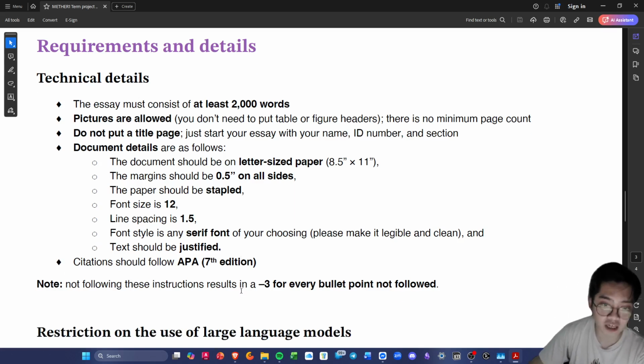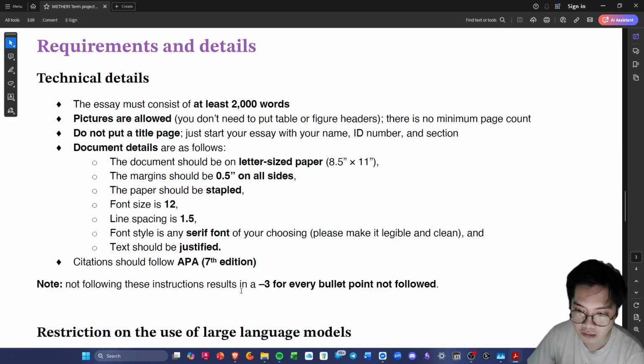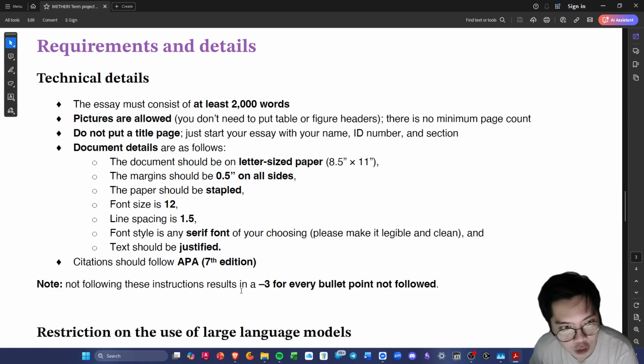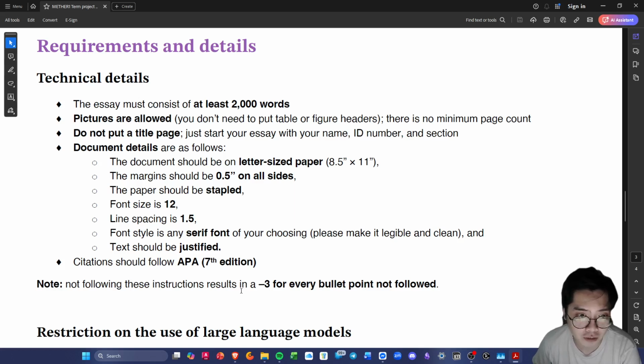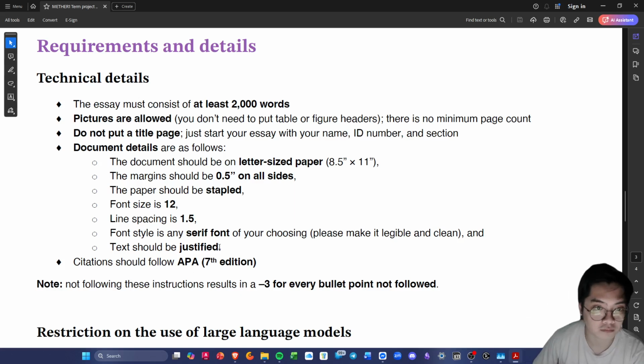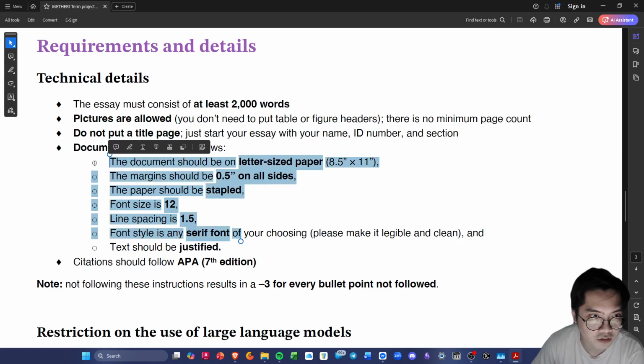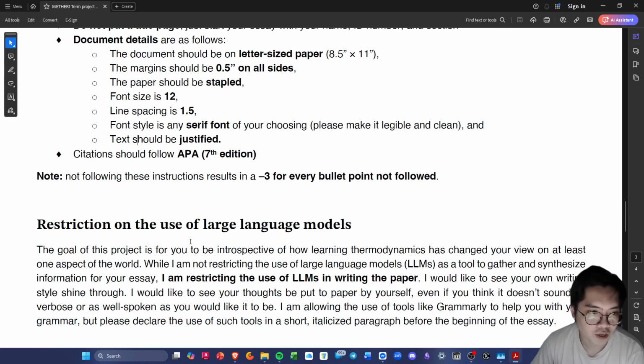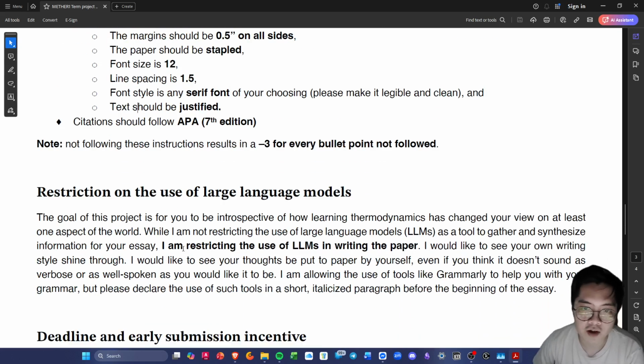And if you have any citations, say for example, you're going to discuss the environment paper, go ahead. Do the in-text citations. Do the bibliography near the end. Just make sure that it follows the most current APA edition. Not following these instructions results in a -3 for every bullet point not followed. So if you're not following any of these, then that is -3, -6, -9, -12, -15, -18, -21. Anyway, the goal of this project is for you to be introspective of how learning thermal has changed your view on at least one aspect of the world.